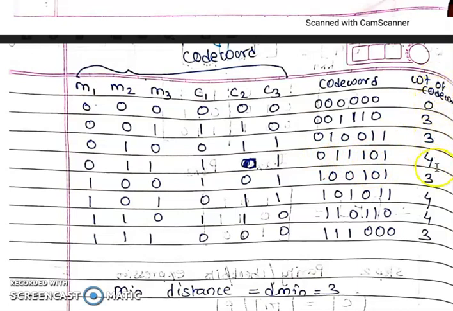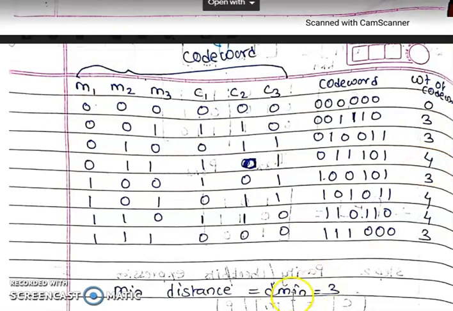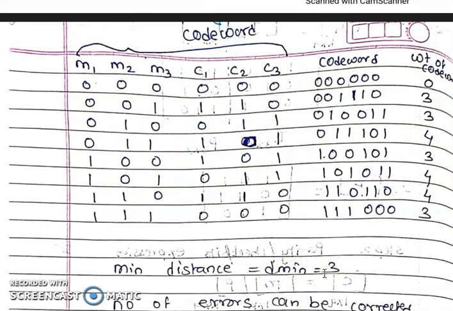Similarly, we have completed the column which is the weight of the code word. The minimum distance, D minimum, is the minimum value we can obtain from this last column. We cannot consider the 0. Weight is nothing but the number of ones. That's why we compare between the 3 and 4 values. So D min value is 3.